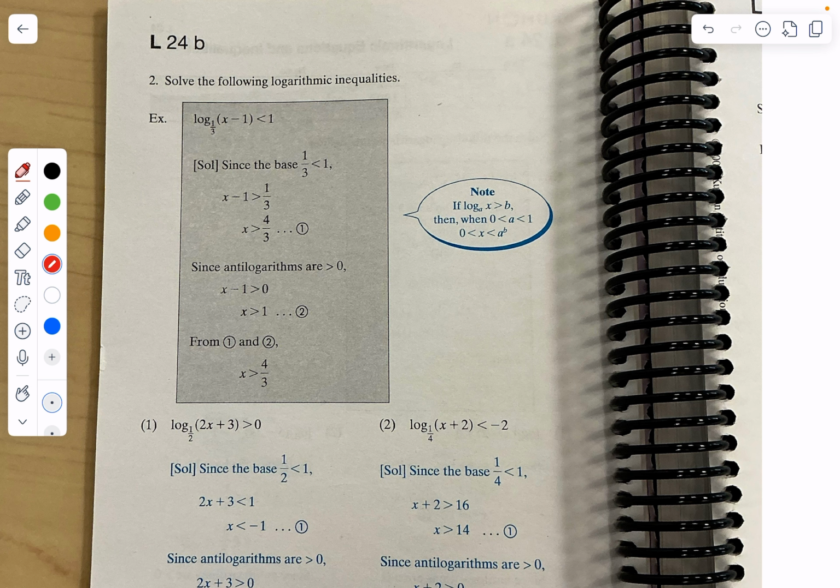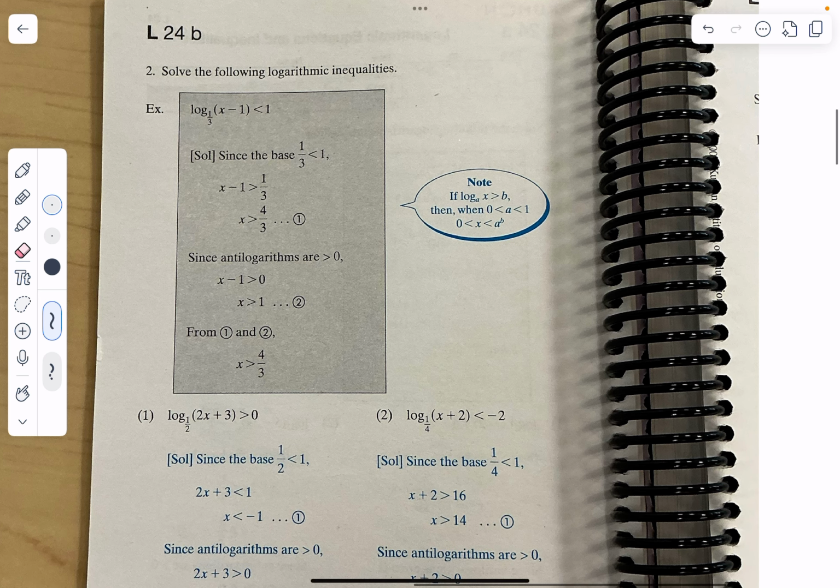First of all, if we look at this, you might be confused. How come as long as my base is 1 over 3, or a fraction, it has to be smaller than 1, and then the sign over here is flipped, right? So this attribute actually comes from the shape of the logarithmic. So let's take a look at the note over here.